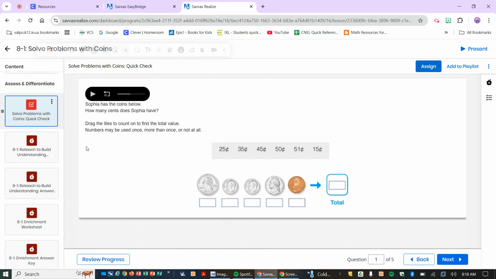Number 1 says Sophia has the coins below. How many cents does Sophia have? Drag the tiles to count on. So the same thing we were doing before, we're counting on. That should tell you that we're starting with 25 cents, and then we're adding 10, what would come next? Adding 5, adding 1, and your total needs to go in this end spot.